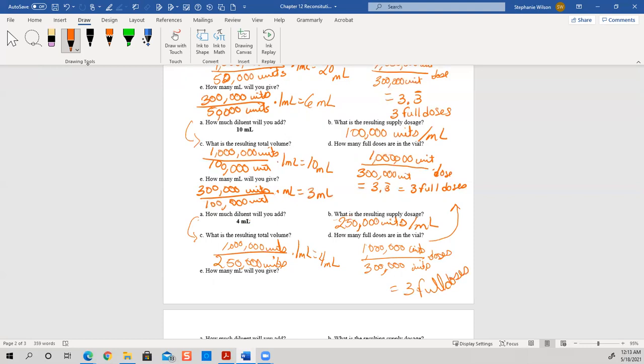How many milliliters will you administer? Well, the order was 300,000 units. We're going to divide that by 250,000 units times 1 milliliter. And then I'm going to double check my math. It's always good to double check your math. I know there'll be a point where you got these numbers, you can just spit them out left and right. 1.2 milliliters.